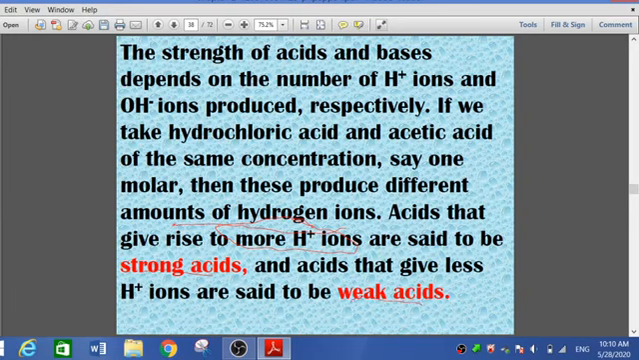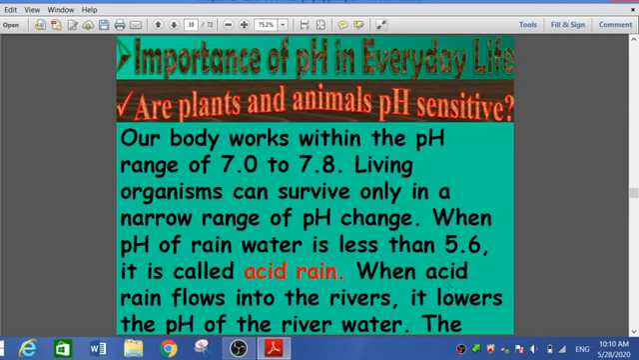The same thing we can apply to bases also. If more OH minus ion is produced, we can say strong base. And if less OH minus ion is produced, we can say weak base. So sodium hydroxide is a strong base and ammonium hydroxide is a weak base.